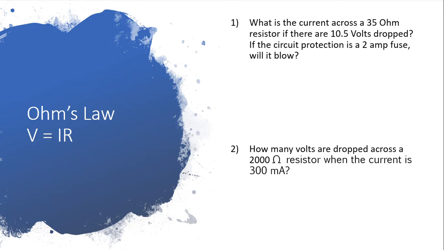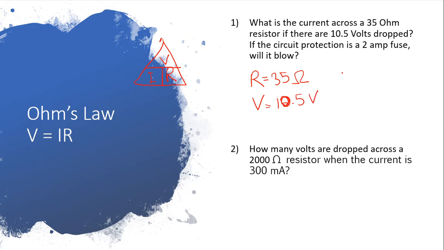Next, we're going to briefly touch on Ohm's Law, and that's our triangle. V, or E, whatever you prefer, is equal to current times resistance. Look at the question. We're given a resistance, it's 35 ohms. We are given a voltage, 10.5 volts.